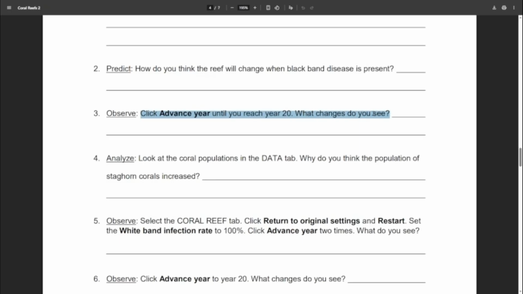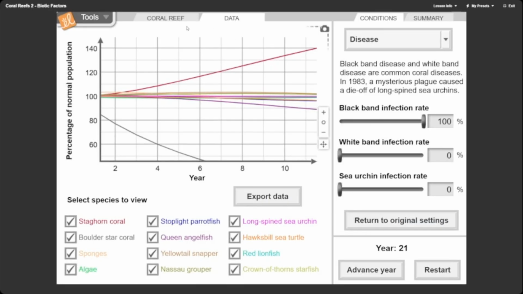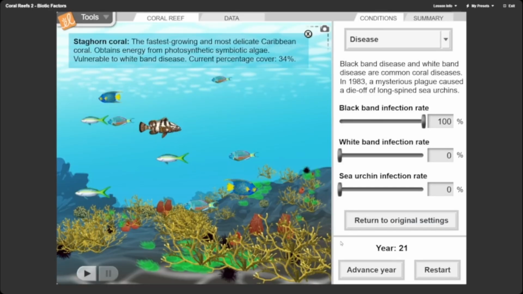So you go back to your coral. I'm already at 20 years and you can see that there's only one species really dominating the coral, the bottom of this ocean.